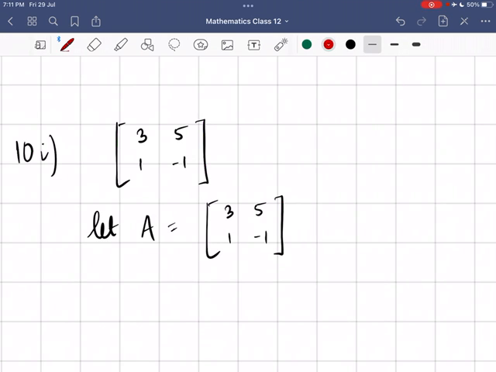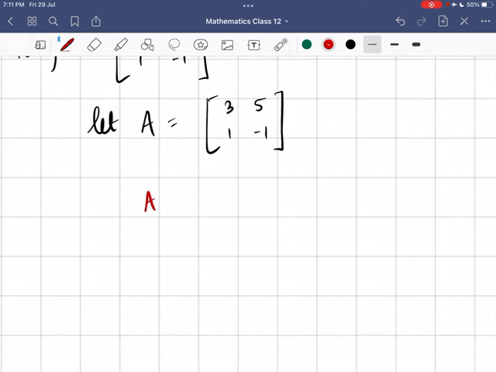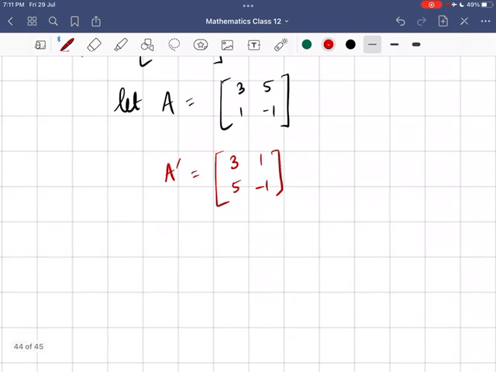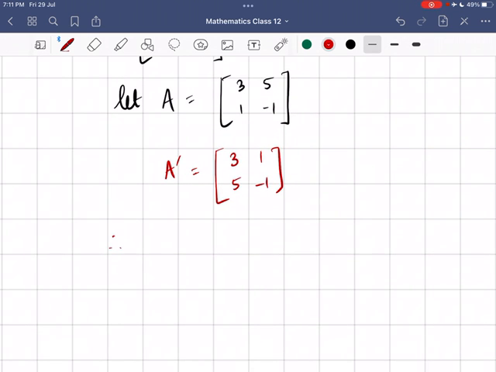So A transpose will be equal to what? 3, 5 is the row, it will become the column: 3, 1, 5, minus 1. So this is how you get A transpose. Now we write, therefore, A is equal to half of A plus A transpose plus half of A minus A transpose.